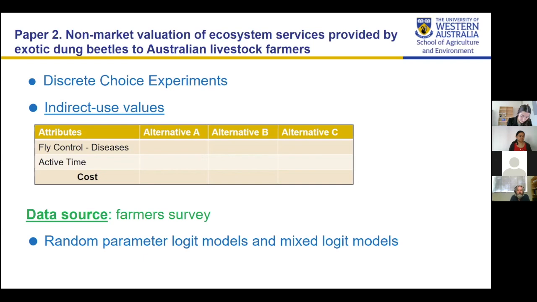But thanks for the feedback. I'm looking forward to mapping out all the different outcomes that beetles provide, and then making sure that discrete choice experiments are the best way to address the question.